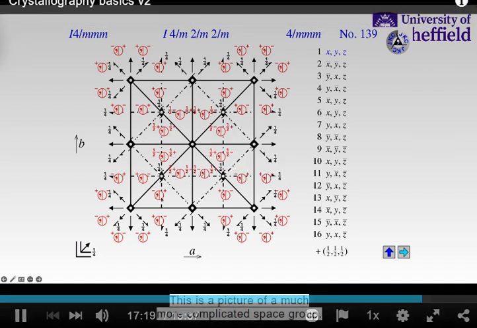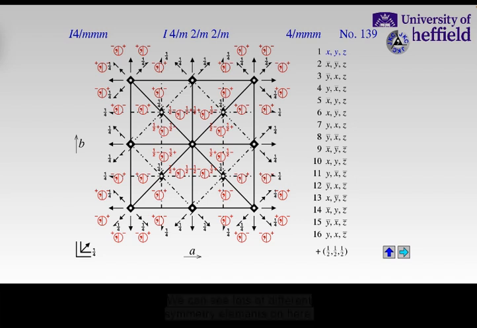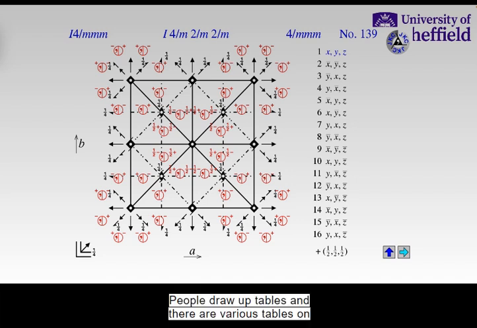So this is a picture of a much more complicated space group. This is the I4 upon MMM space group. This is a tetragonal space group that I'm showing here. And we can see lots of different symmetry elements on here. And so people draw up tables, and there are various tables online showing these space groups that you can look up. But it's worth being aware of these space groups and what they mean and understanding the crystal symmetry of one of these things.